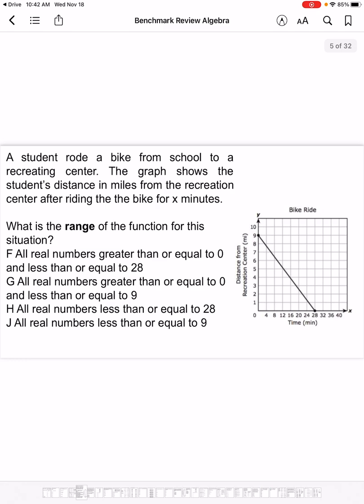Okay, and again, same thing, range is the Y value, so I'm going to look at my highest Y value and my lowest Y value, which is right here. So my range is between 0 and 9. So I'm going to look here, and I'm going to look for 0 to 9. Well, this one says 0 to 28. That's not right. That has 0 to 9. That might be my answer. 28, no. And this says all real numbers less than 9. Well, that would be all negative numbers. And looking at my graph, there are no negative numbers, so that one has to be wrong. So my correct answer would be G.